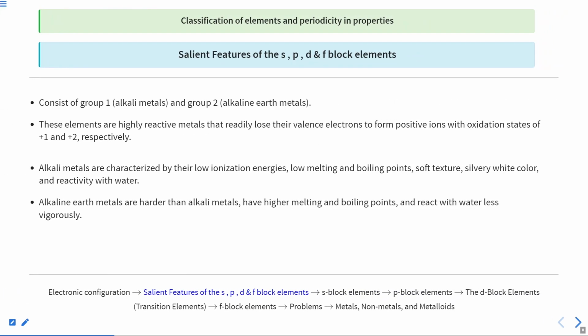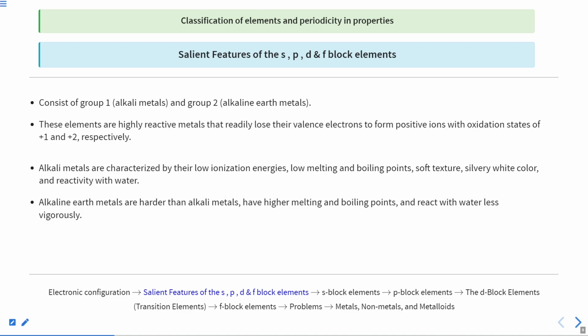Now, S block elements, we have seen that they consist of two groups, group 1 and group 2. Group 1 is called alkali metals. Group 2 is called alkaline earth metals. Group 1 has the stable oxidation state of +1, whereas group 2 has the stable oxidation state of +2. Why is it so? Because after losing one electron, the alkali metal becomes a noble gas. It goes the same for the alkaline earth metal. If it loses 2 electrons, which are present in the s orbital, they become noble gases, right?